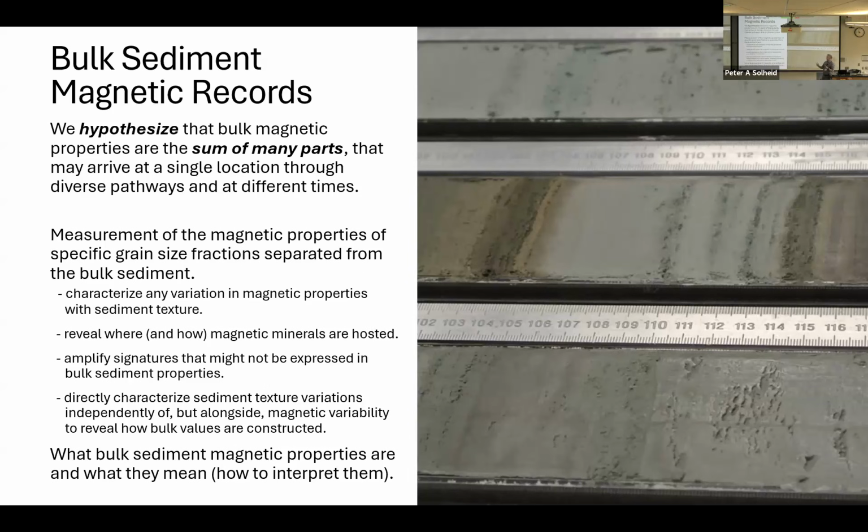Do they vary with different sediment grain sizes? It can tell us where the magnetic concentration is hosted. Is it associated with a specific grain size fraction? And because we're making those splits and we have the abundance, weight percent, of those different sediment textures, we can start to independently look at how the magnetic properties are changing, but also how the sedimentology is changing at the same time.